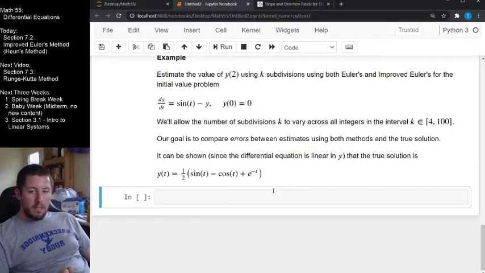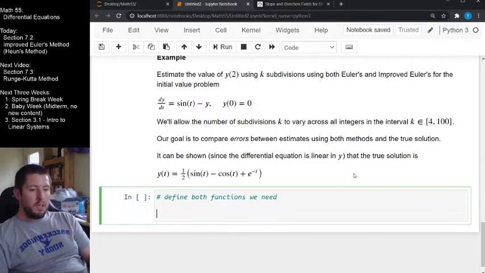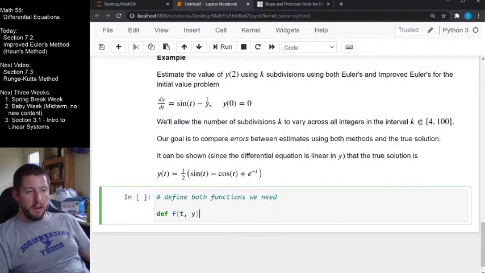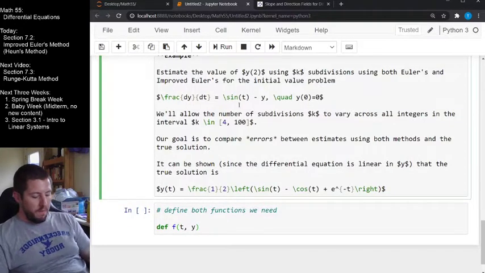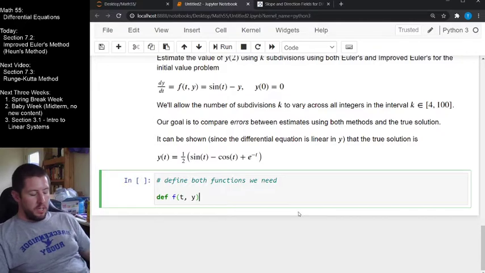You're going to know all these parts, but this is not something I would expect you guys to just come up with on your own. So let's define both functions we need. Here we're going to define f of t, y. That's our differential equation right here. Maybe I should just throw this in here. F of t, y is our differential equation function.